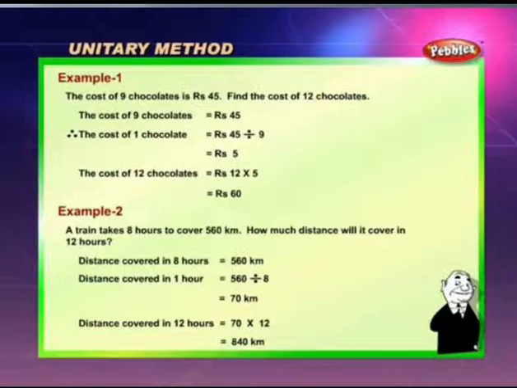Now you can find the cost of 12 chocolates, that is rupees 5 multiplied by 12. So what is the cost of 12 chocolates? That is rupees 60. I hope you have understood this concept. Now come to the second example of the same concept.